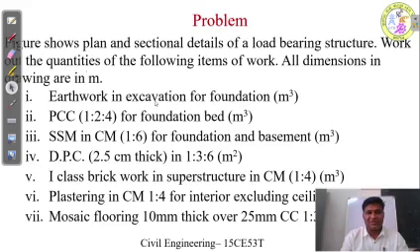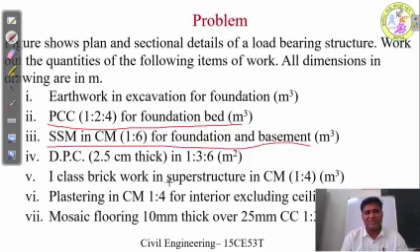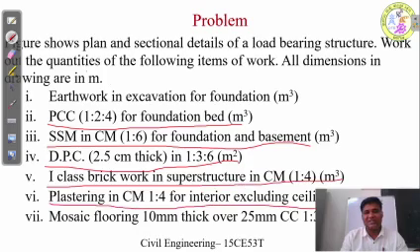It starts from earthwork and excavation for foundation, followed by the PCC, plain cement concrete for foundation bed, and size stone masonry in cement mortar for foundation and basement, and DPC 25 mm thick in 1:3:6 proportion, and first class brick masonry for superstructure, that is for walls, and plastering for interiors, for internal wall plastering in the cement mortar 1:4 excluding ceiling, and finally mosaic flooring of 10 mm thick over 25 mm thick cement concrete 1:3:6.